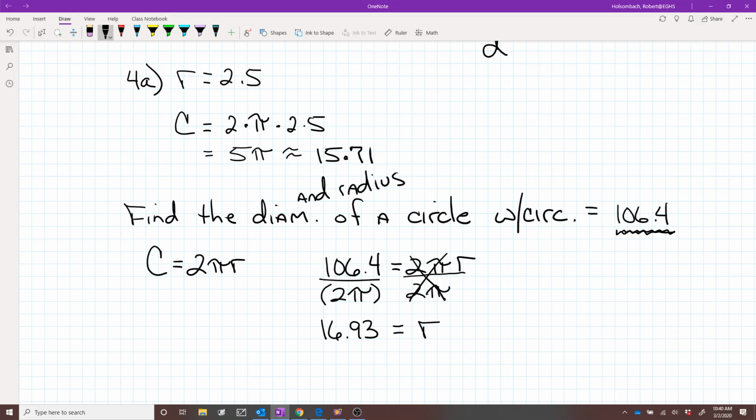The question asked for the radius and the diameter. So we're going to take this 16.93 that's sitting on your screen and push times 2. 33.87. That's your diameter. This is real important. Any questions till now?